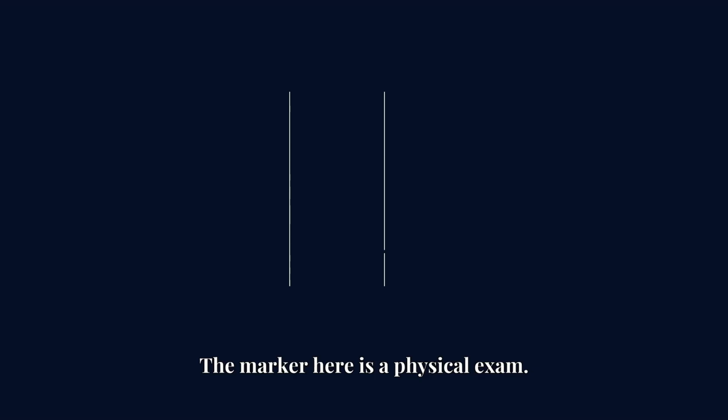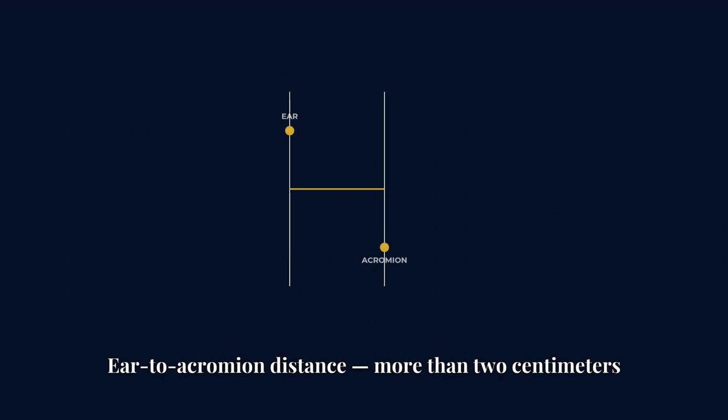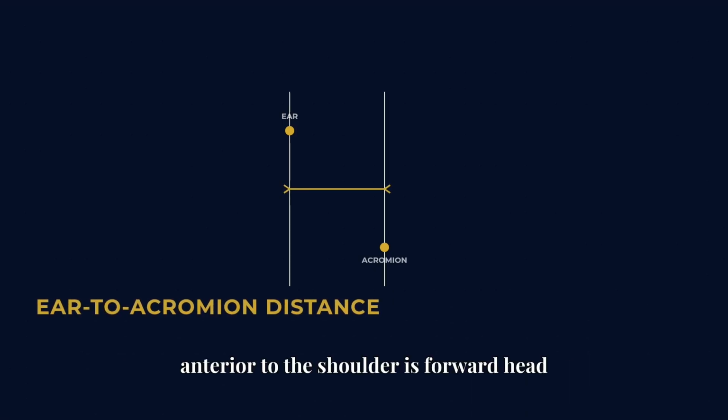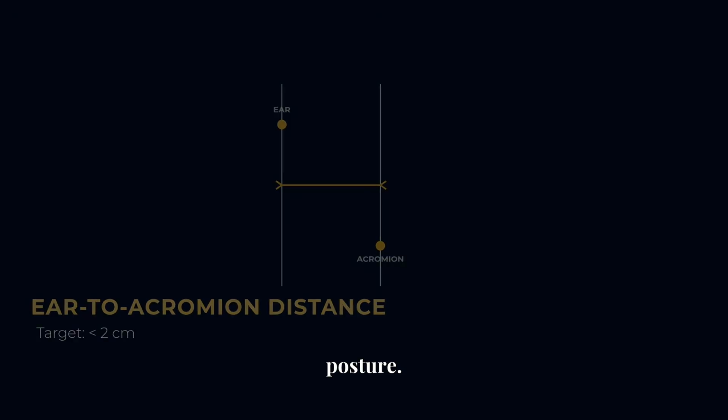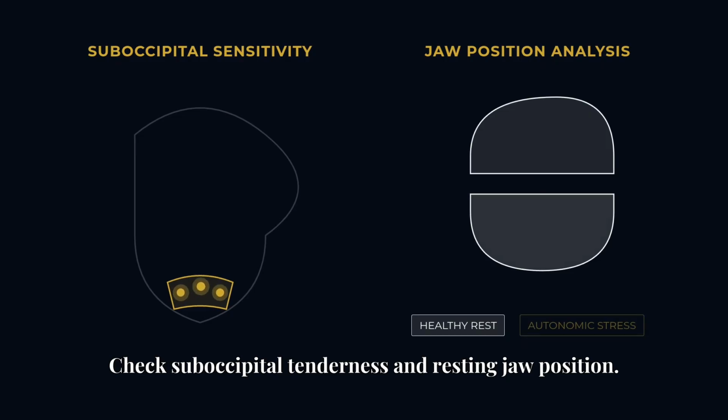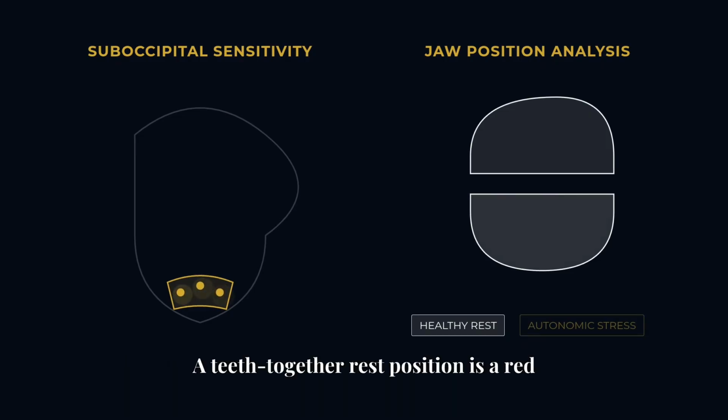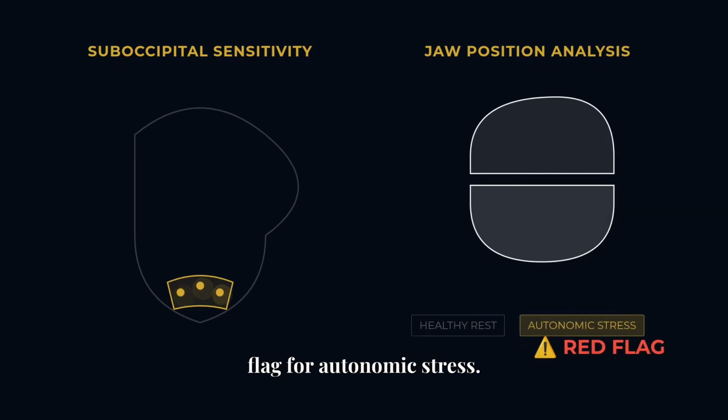The marker here is a physical exam. Ear to acromion distance, more than 2 centimeters anterior to the shoulder, is forward head posture. Check suboccipital tenderness and resting jaw position. A teeth together rest position is a red flag for autonomic stress.